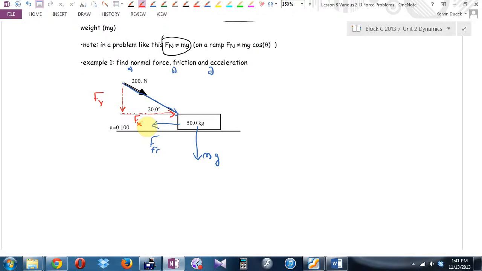I don't know the normal force. But look, I know two forces the same size as the normal force. What does the normal force have to cancel out? Mg and Fy. So is the normal force going to be bigger than mg, smaller than mg, or the same size as mg? It's going to be considerably bigger. In fact, it's going to be exactly that big plus that big. Let me eyeball it a little better. It's going to be about that big.